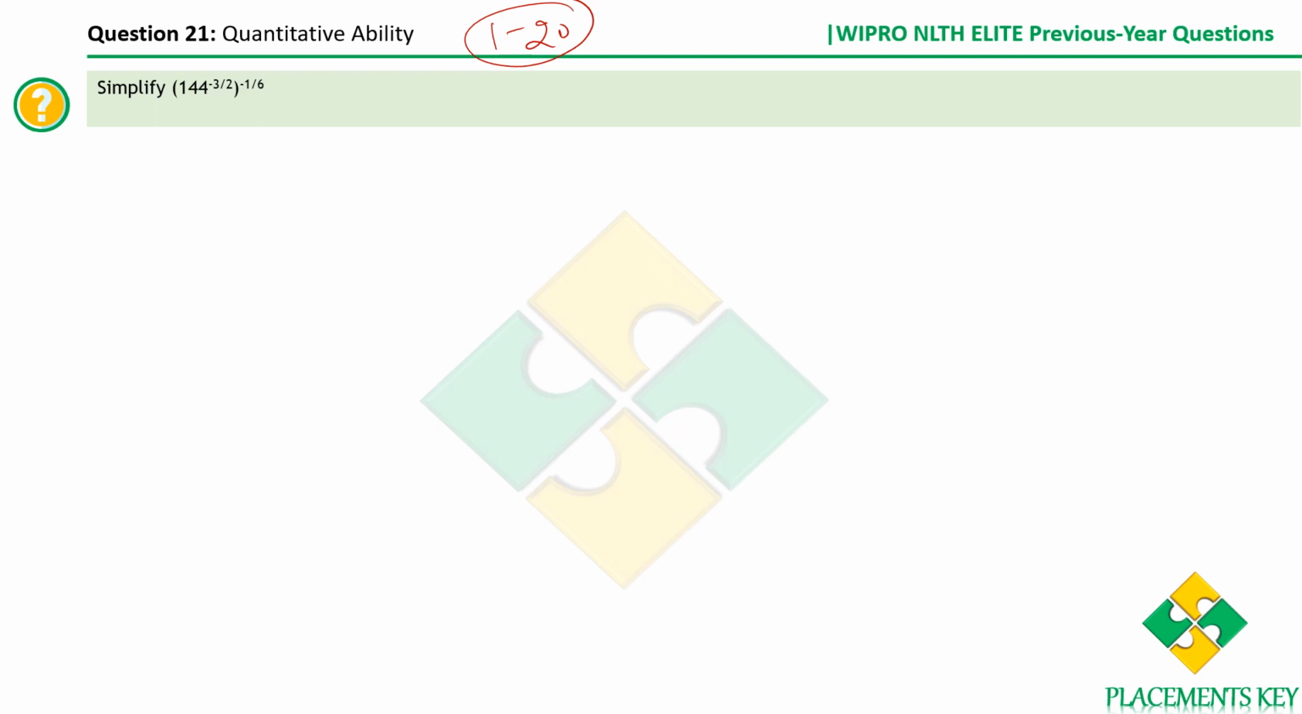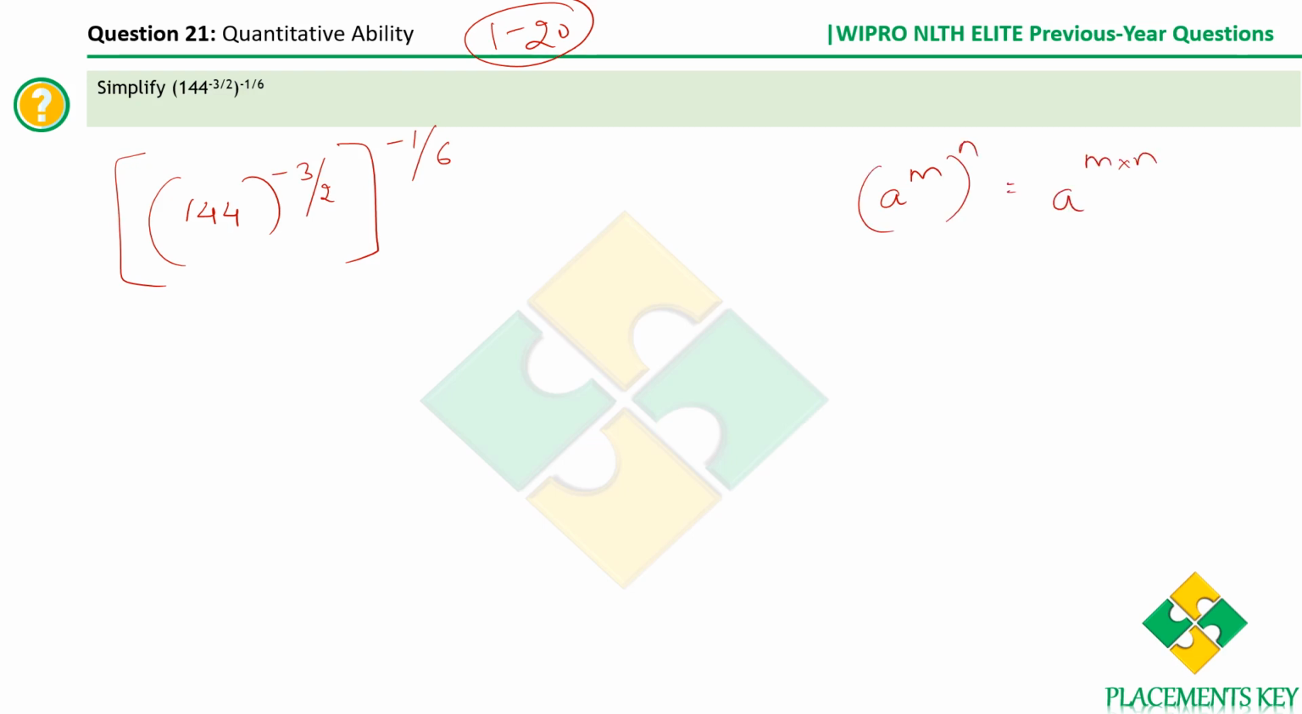Question number 21. Simplify 144 power minus 3 by 2 whole power minus 1 by 6. We know that a power m whole power n is equal to a power m into n. Therefore, here we shall take it as 144 whole power minus 3 by 2 into minus 1 by 6. So minus minus is plus, and 3 ones are 3, 2 sixes are 6.